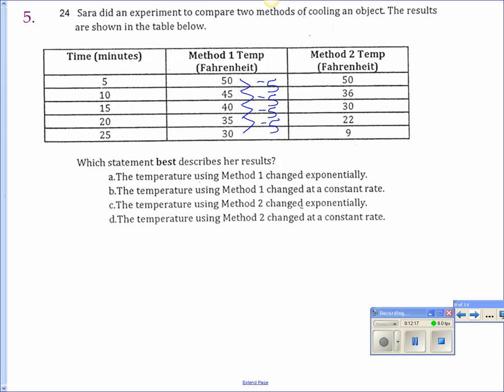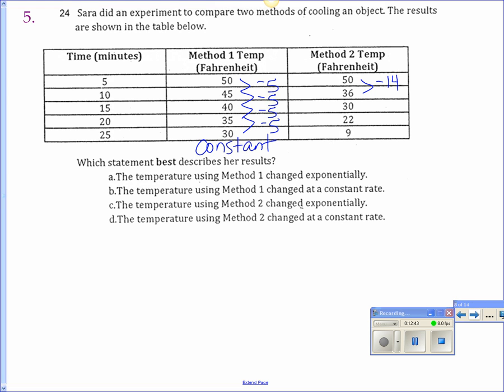Tell me about this one. What is this? Constant, because it is the same. So how about writing that underneath it? Constant, or above it. Find a space to put it. Method 1 is constant. Okay? And if it's constant, is that linear or exponential? Linear. Okay?